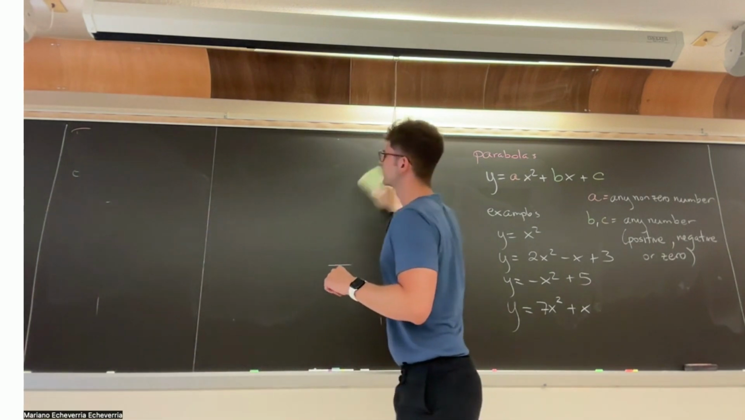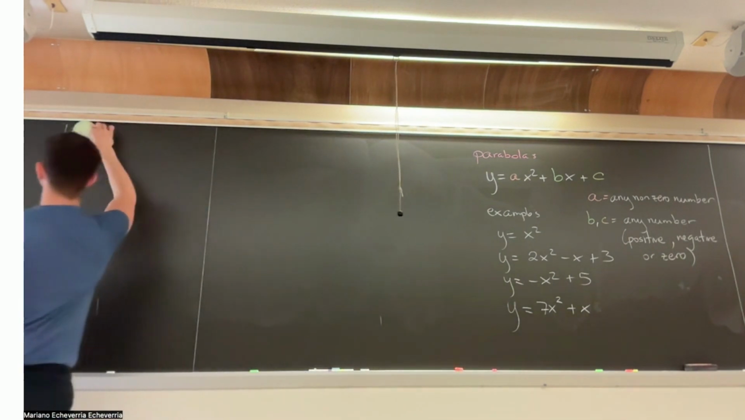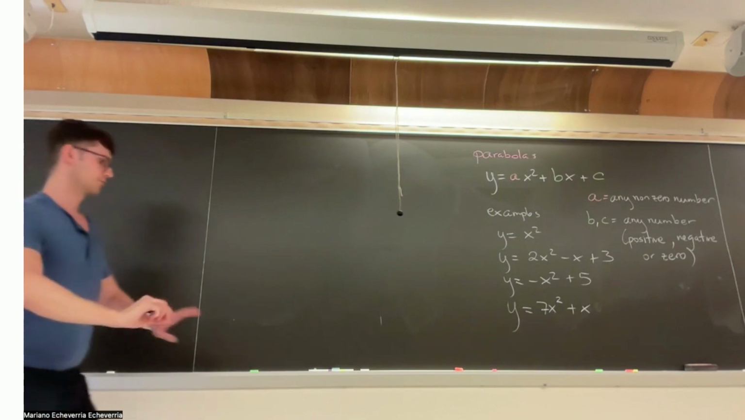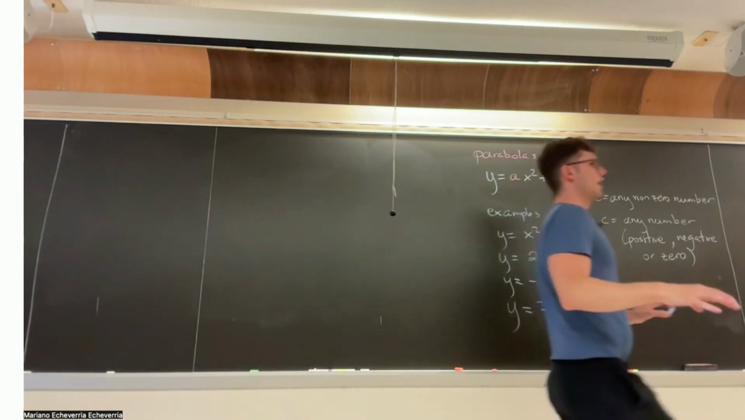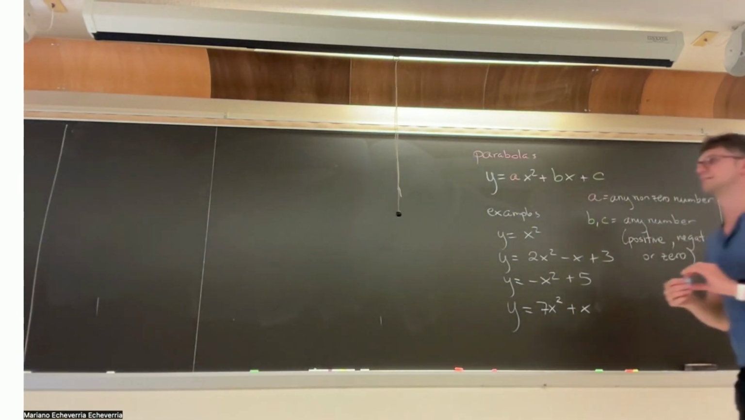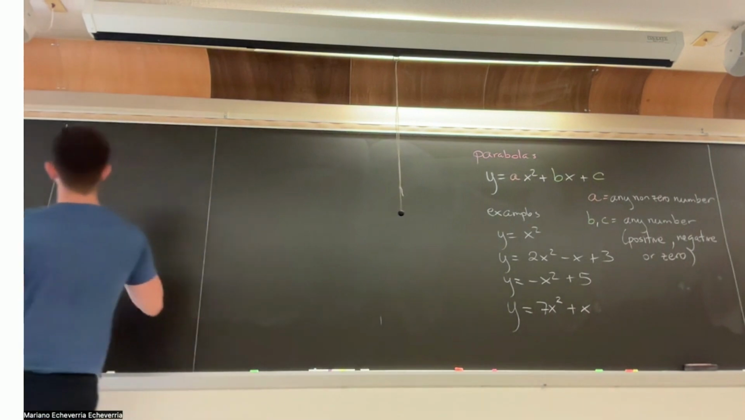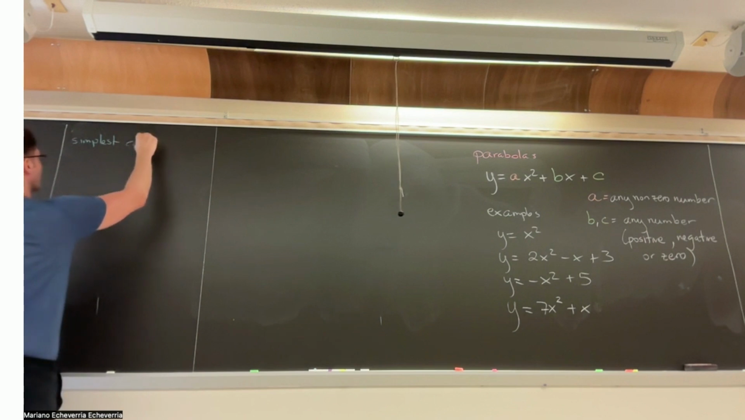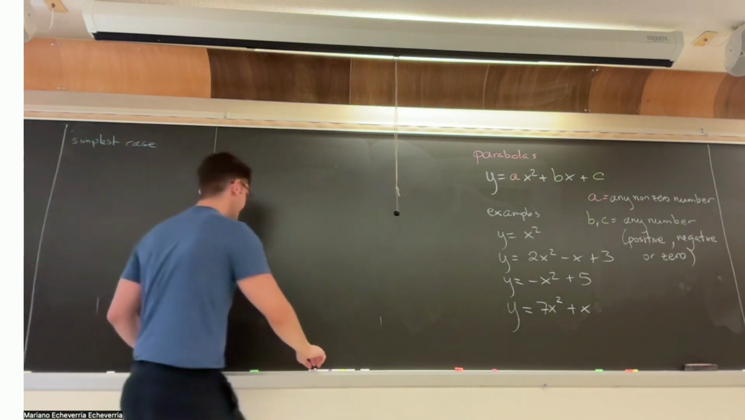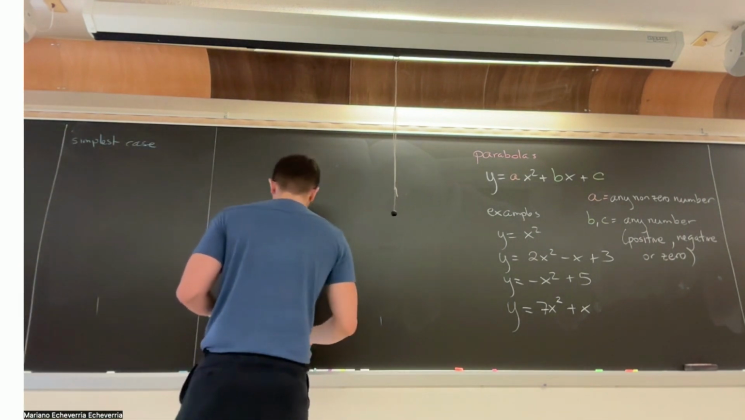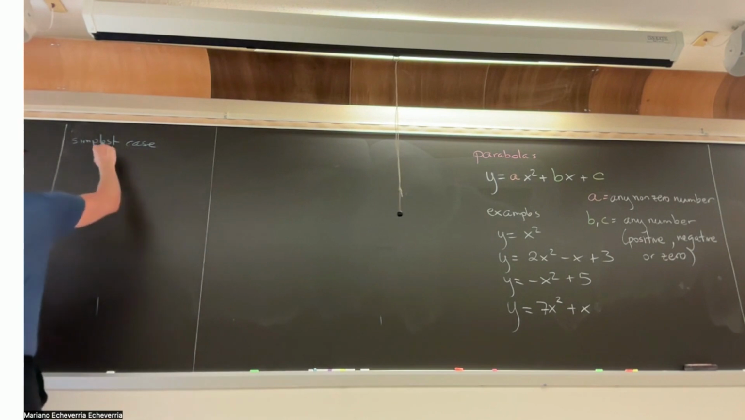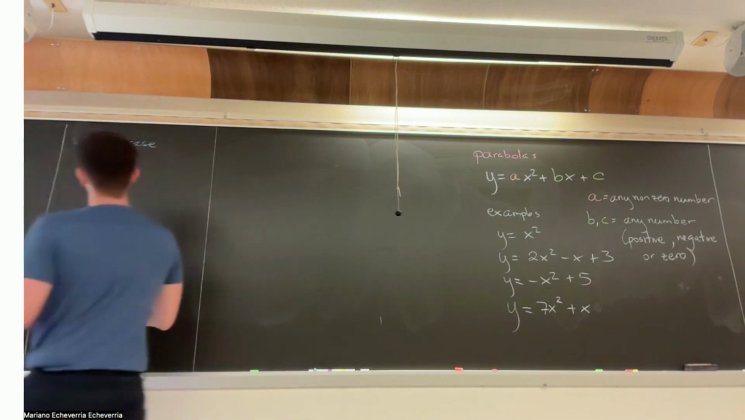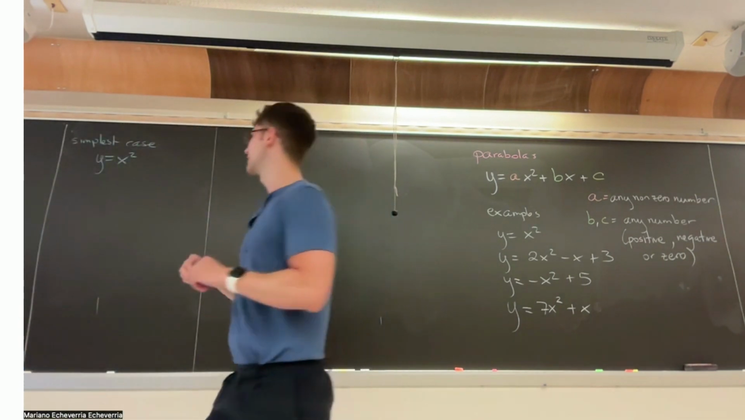So let me start with the most simple parabola possible, from which we can build up to some more complicated cases. Here's the simplest case, which is just something like y equals x squared, which I'm pretty sure we have drawn before on the board. So how can you draw y equals x squared?